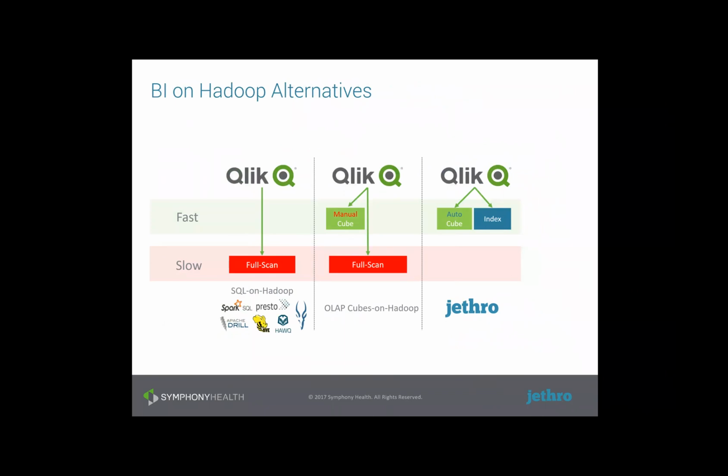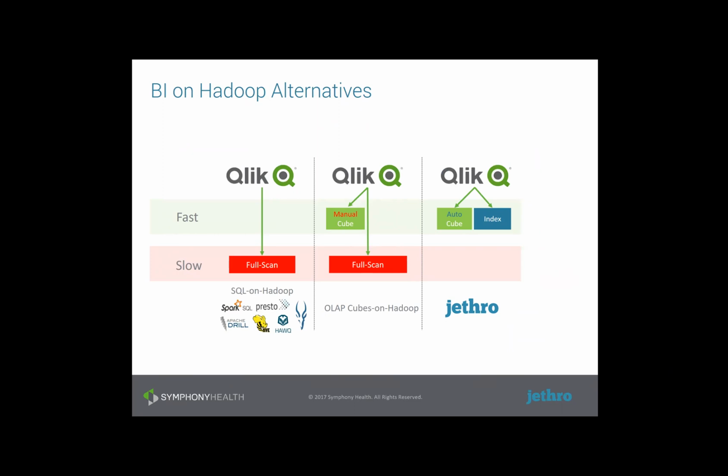In summary, there are 3 approaches to doing BI on Hadoop. The first one is to simply point your BI tool at any of the SQL engines in Hadoop. And in that case, you'll find that most of the queries will have to full scan the data and be somewhat slow.